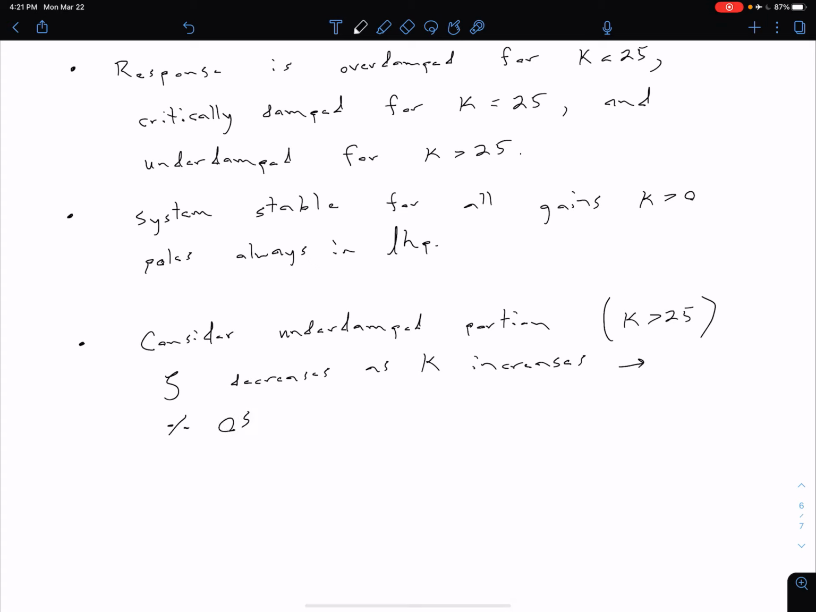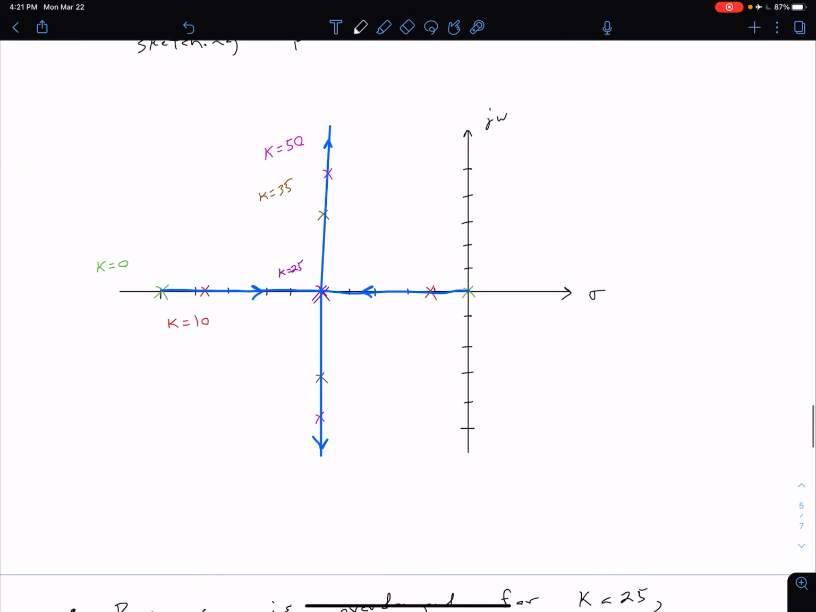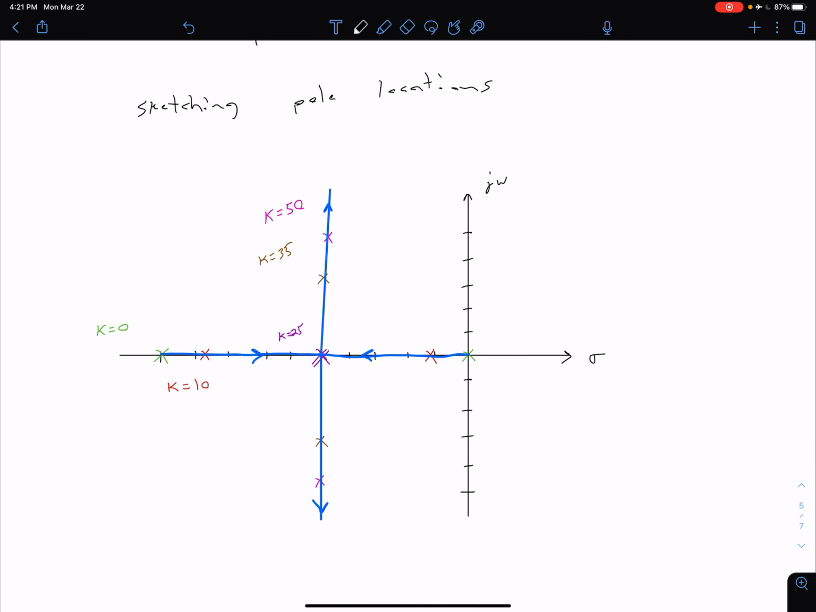And so we know that our percent overshoot is going to be increasing because, as we've talked about in a previous unit for our time response, our percent overshoot corresponds to a constant radial line. And so if our radial line where our pole location is increasing like this, that corresponds to an increasing percent overshoot, and conversely a decreasing damping ratio.